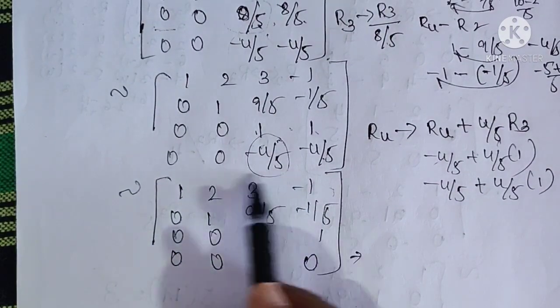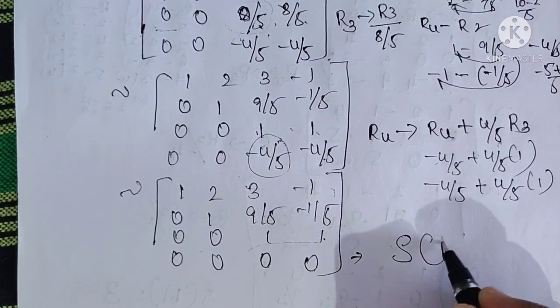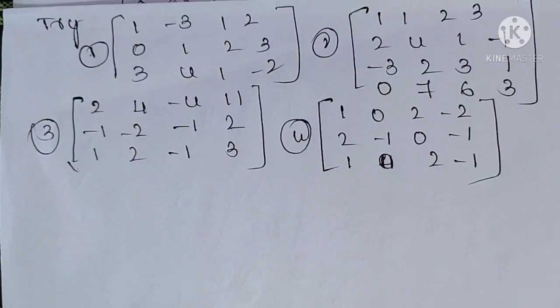See here, in this row reduced echelon form there are 3 non-zero rows. Therefore the rank of the matrix A is equal to 3. Solve these 4 problems.